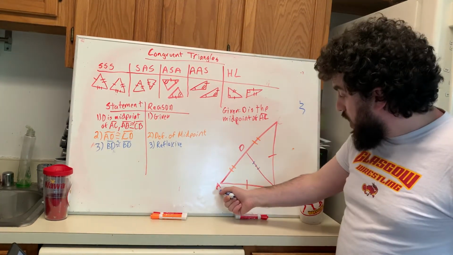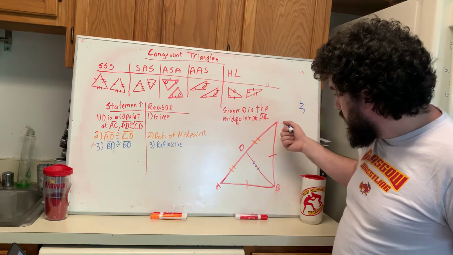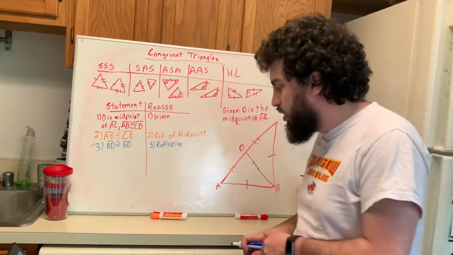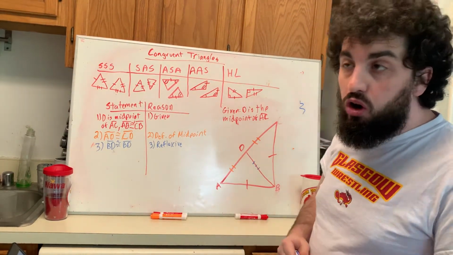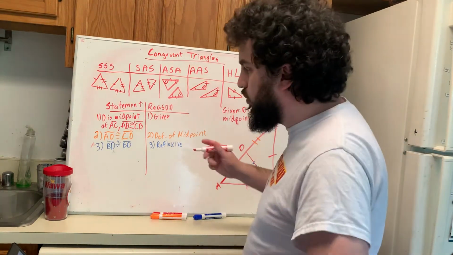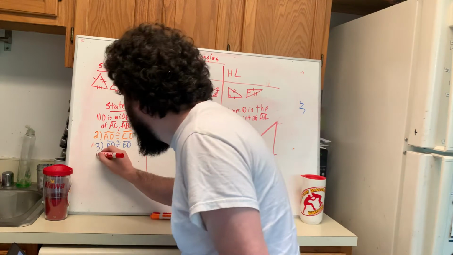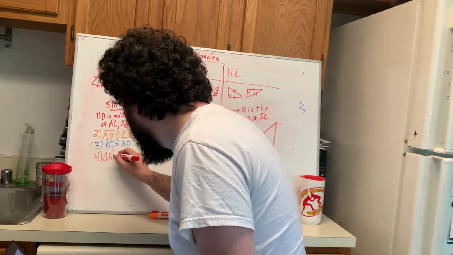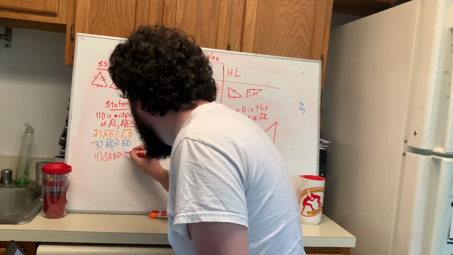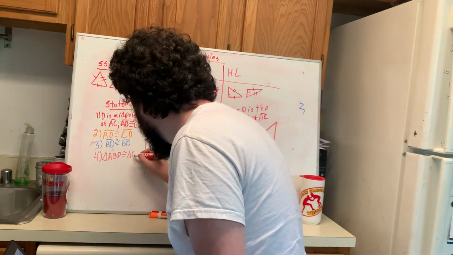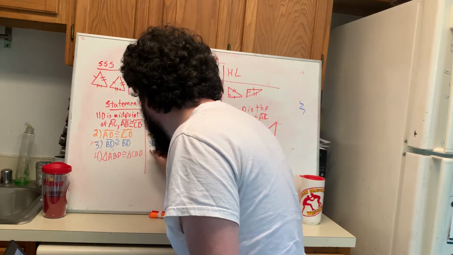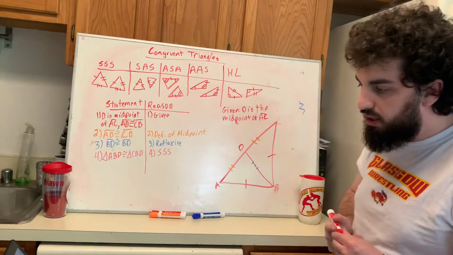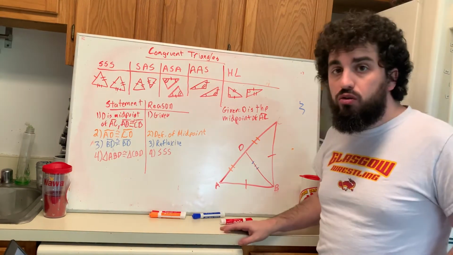So, I know AB matches up with BC, CD matches up with AD, and DB matches up with itself. Through knowing all three sides are the same, I can prove my congruence by side, side, side. So, triangle ABD is congruent to triangle CBD. And the reason we know this: side, side, side. And that's our first proof with congruence.